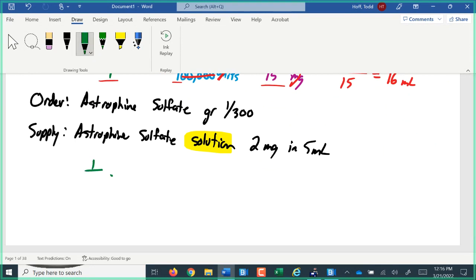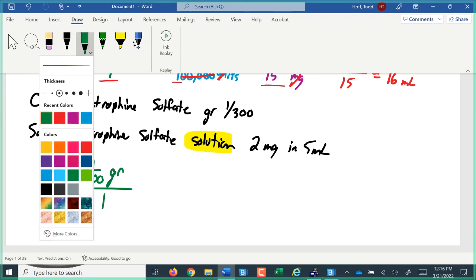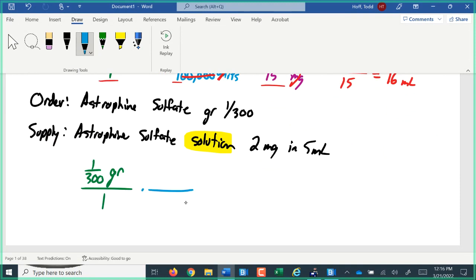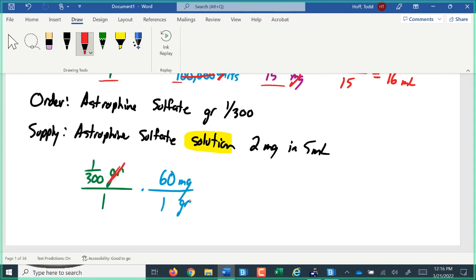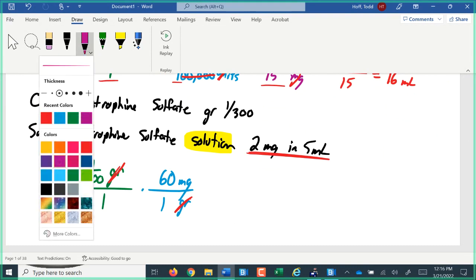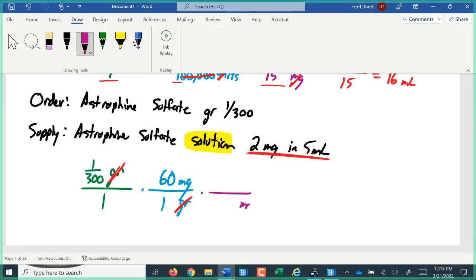Start out with that order of 1/300th of a grain. Put it over 1. Need to convert that into something a little more useful, so to get rid of grains, I put grains on bottom. 1 grain is 60 milligrams. So the grains are gone. Still need to get it to a liquid, so I need to get to milliliters. Milligrams on bottom, and this says 2 milligrams in 5 milliliters.